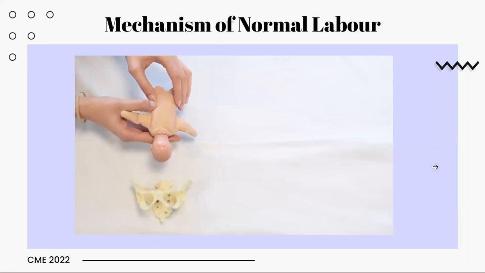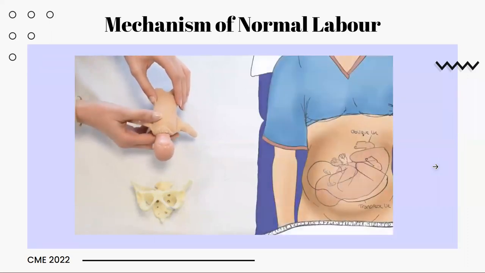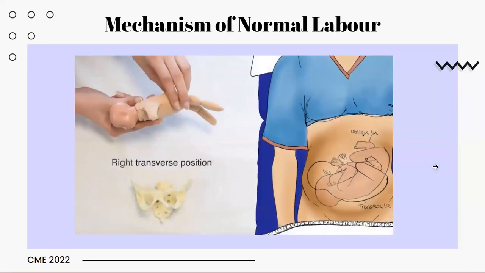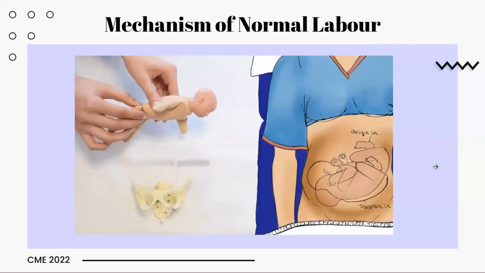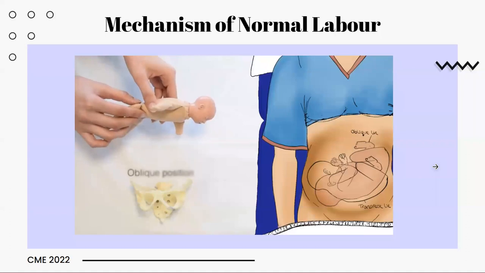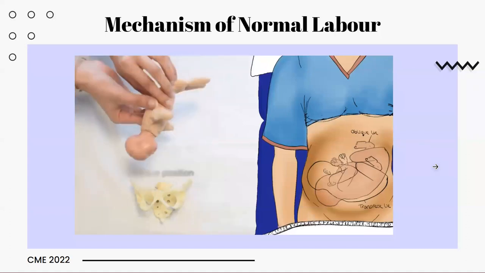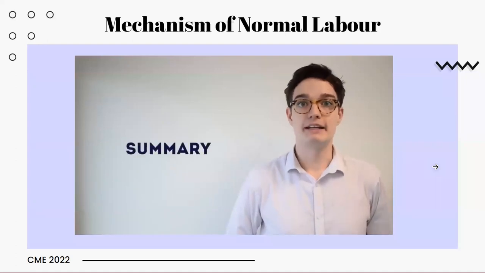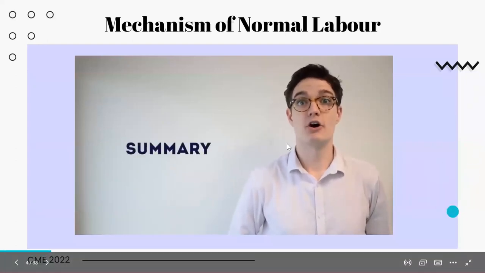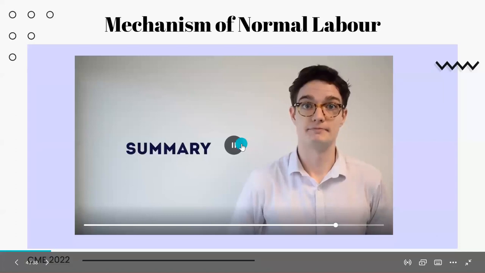The baby could also be in the following two transverse positions: a right transverse position and a left transverse position. Less commonly, the baby could be in an oblique position, right or left. Today, we have described the mechanisms of labor and the positions of the baby in the pelvis.